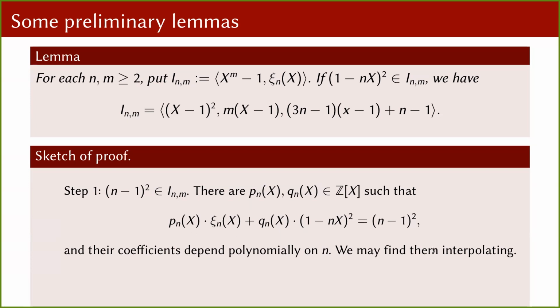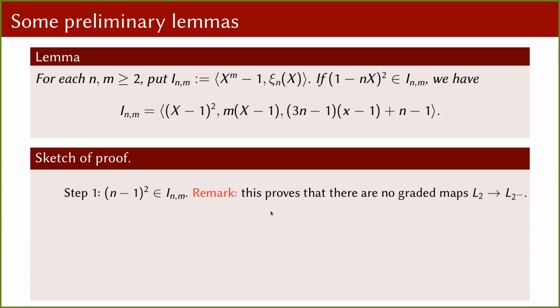And once we had those candidates of coefficients for P and Q, one can check that directly by doing the computation. And so that shows that in general, there is a combination between xi and 1 minus x squared, which gives n minus 1 squared. Okay, that's the first step of the proof. And I wanted to stress that because this shows already that there are no maps between L2 and L2 minus. So if we stop here, at least we got the case for n equals 2.